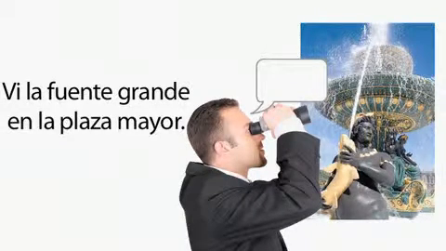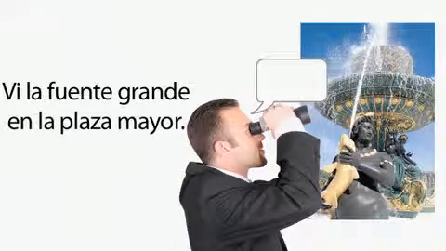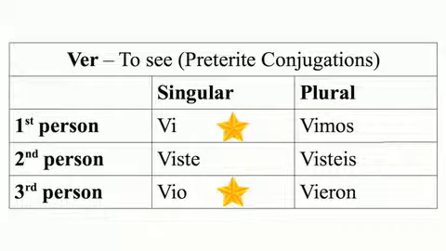I saw the big fountain in the main plaza. Vi la fuente grande en la Plaza Mayor. I guess you can call ver a little irregular because you won't need to use any tildes for its conjugations in the preterite. Just vi and vio.